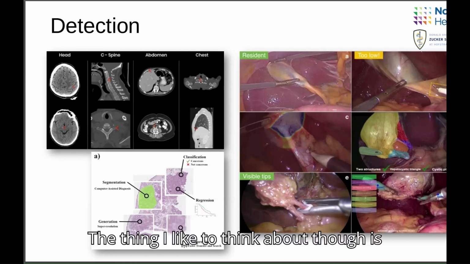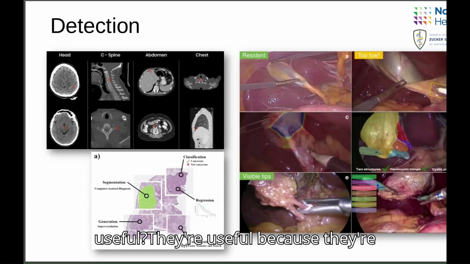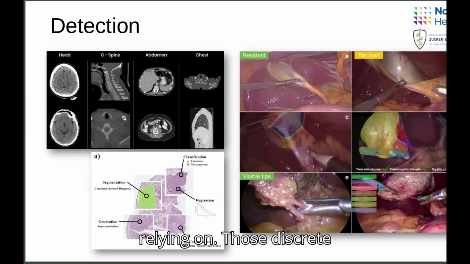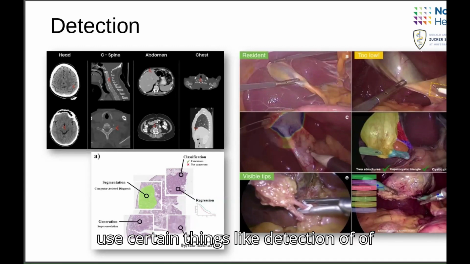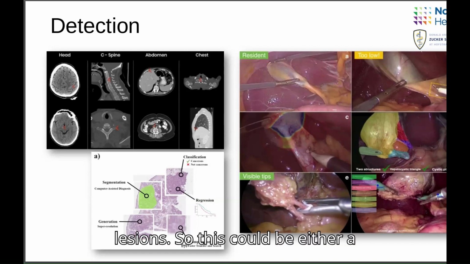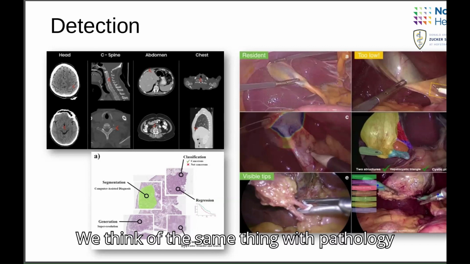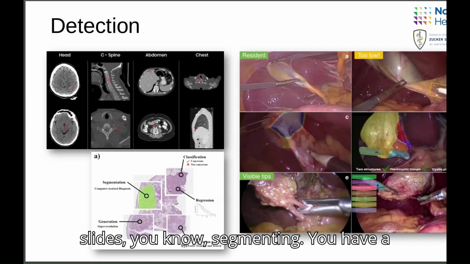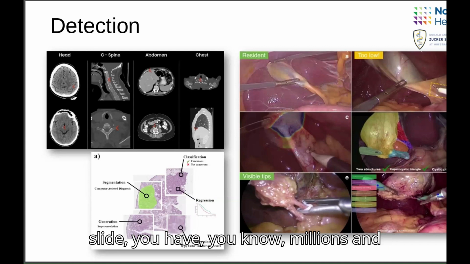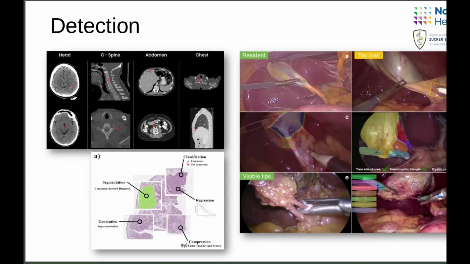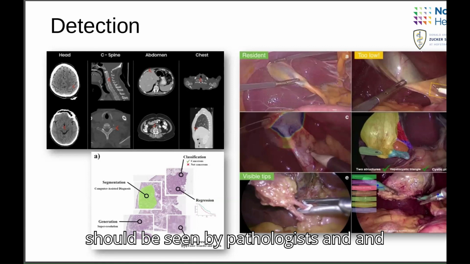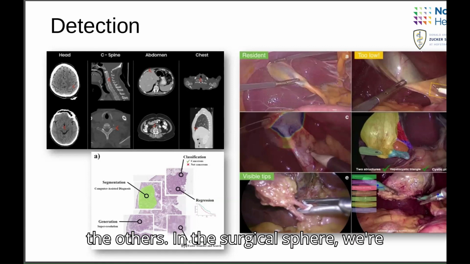The thing I like to think about though is, how are these systems useful? They're useful because they're relying on those discrete, narrow AI algorithms to do certain things like detection of lesions. So this could be either a segmentation or a classification or a combination of them. We think of the same thing with pathology slides. Segmenting: you have a slide with millions and millions of pixels, and you can identify the exact range of pixels that maybe should be seen by a pathologist and undergo greater scrutiny as opposed to the others.